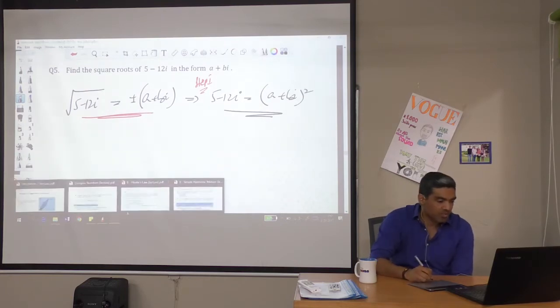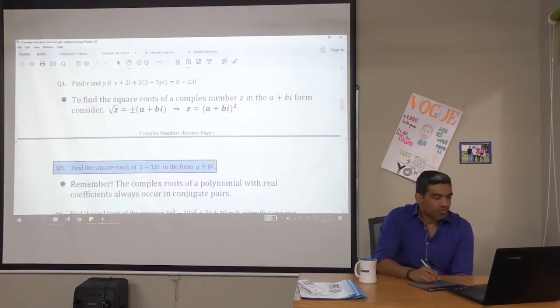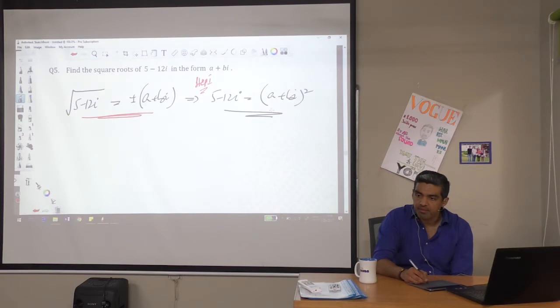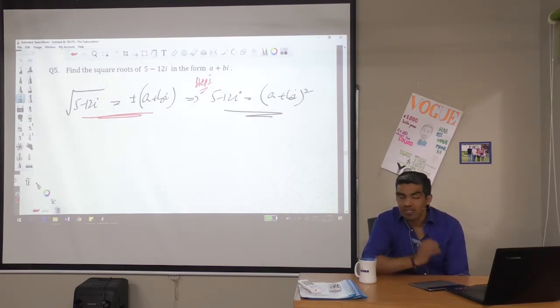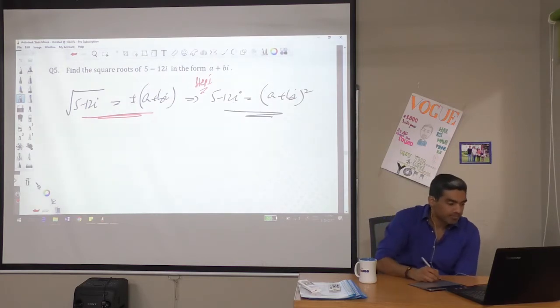And this is what I have clearly stated over here. To find the square roots of complex number z in the a plus bi form, consider root of z equals plus minus a plus bi, and therefore z is equal to a plus bi whole square. And this is what will lead you to the square root. Okay, so what do we do then? You open the bracket and then you compare with the left side. There will be an a plus bi form on the right side, there's 5 minus 12i on the left side. So you compare, both sides are equal, therefore the real parts must be equal, the imaginary parts must be equal.